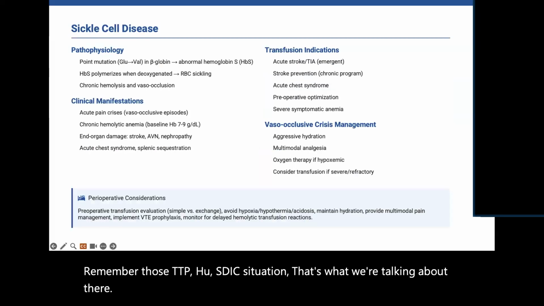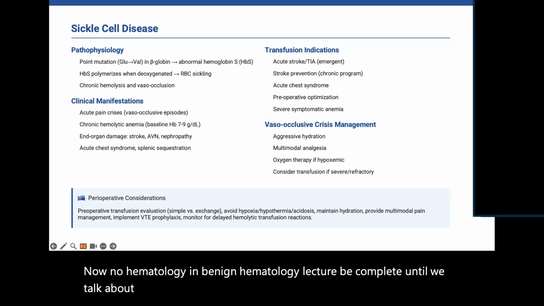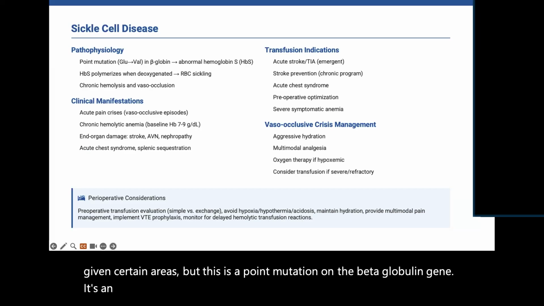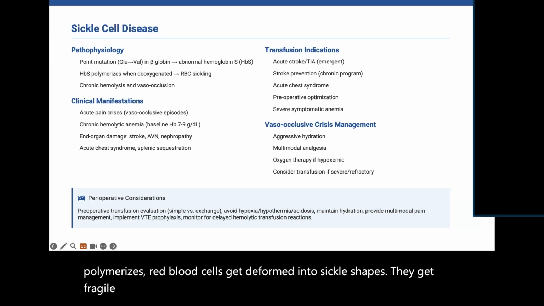Now, no hematology and benign hematology lecture will be complete until we talk about sickle cell disease. So what causes this? This is an adaptive response given certain areas, but this is a point mutation on the beta globin gene. It's an abnormal hemoglobin S. When deoxygenated hemoglobin S polymerizes, red blood cells get deformed into sickle shapes. They get fragile, sticky, and can potentially become obstructive.